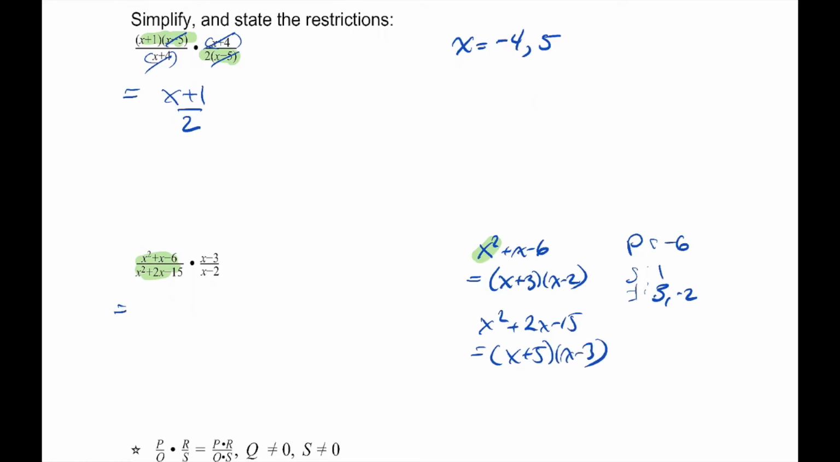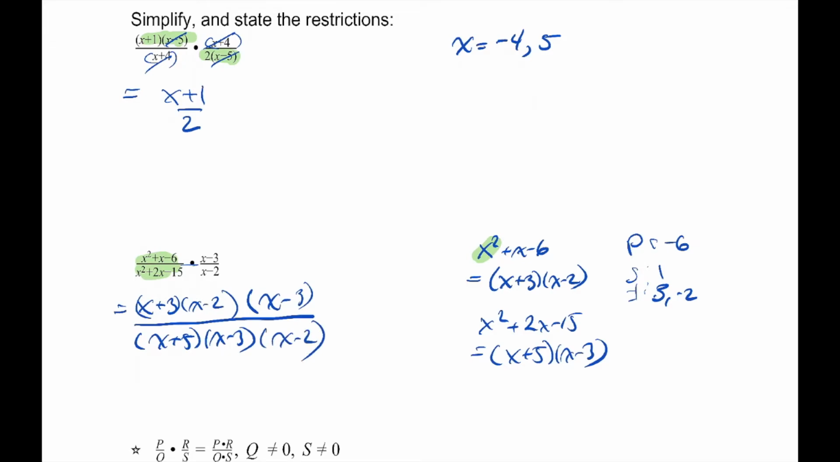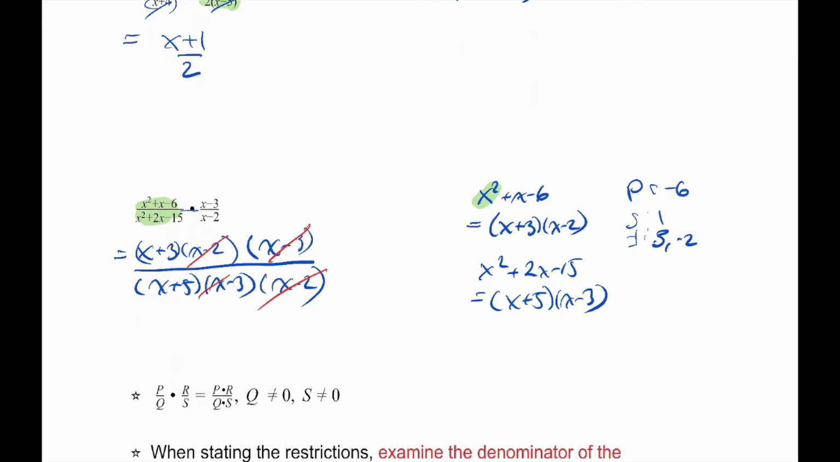So this expression is equal to x plus 3 times x minus 2. And again, I'm going to extend the multiply sign, saving myself some copying. I know this is going to multiply the numerator of the other fraction, which is going to be x minus 3. This is going to be all over x plus 5, x minus 3, and x minus 2. So when I look at this question, I go, oop, there's an x minus 3. So that's going to reduce, and then x minus 2, this is where I'm really happy, because it's so satisfying. I can reduce those, and now this expression looks really simple.